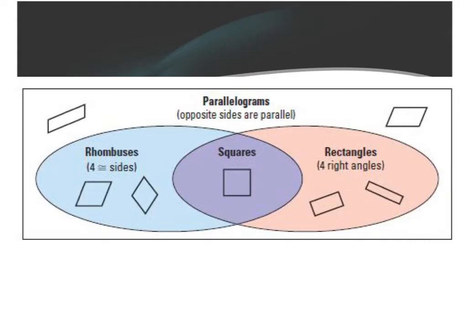All right, here's just a little diagram to help you guys visualize it. So squares are in the middle because they fall under rhombuses and rectangles, okay? Now, not all rhombuses are rectangles, okay? If it's not a square, it's not a rectangle. So rhombuses, like the ones that you see on the left, see how not all 4 of their angles are 90 degrees, but each of their sides is the same length. And for rectangles, notice how all 4 of the angles are 90 degrees, but it's not necessary that all 4 of the sides are the same length.